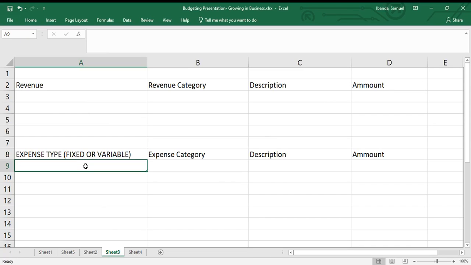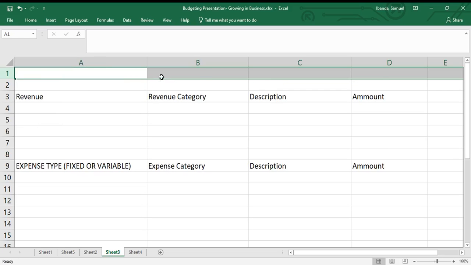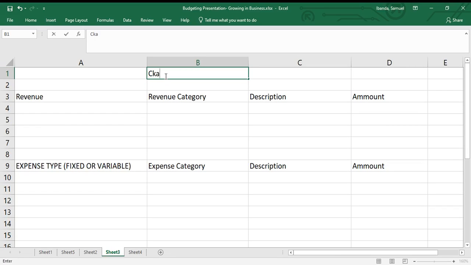So I'll do something very simple here, and I'm going to just use one of the businesses, let's say a cake business. I just want to give you an idea of how you draw up your budget. So if that is your cake business, maybe this is Sweet Cakes. This is a cake business.